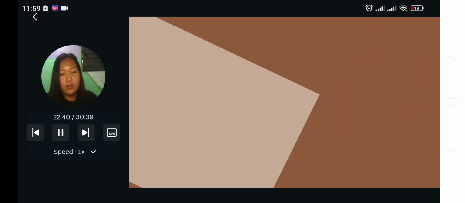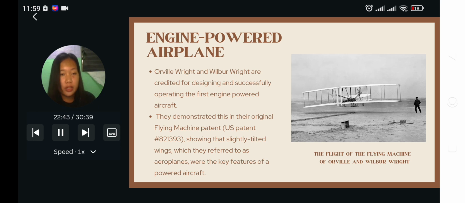Okay. So next invention is engine-powered airplane. Arthur Wright and Wilbur Wright are credited for designing and successfully operating the first engine-powered aircraft. So they demonstrated this in their original flying machine patent number 821390, showing that slightly tilted wings, which they referred to as aeroplanes, were the key features of a powered aircraft. So this is the flying machine of Arthur and Wilbur Wright. This picture on the right side. And because of the pioneering success, ito yung naging simula ng era or age ng power flight.